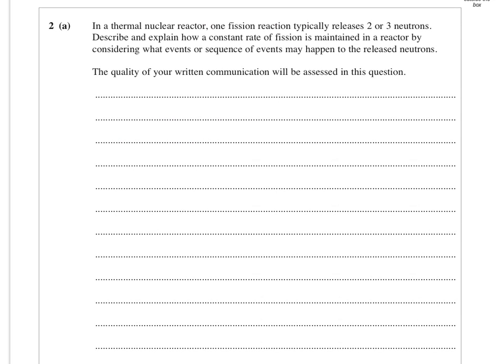Alright, in a thermal nuclear reactor, a fission reaction typically releases 2 or 3 neutrons. Describe and explain how a constant rate of fission is maintained in a reactor by considering what events or sequence of events may happen to the released neutrons. So the key thing is the different possible things that happen. So the first thing that happens is the neutron, or the neutrons, will collide with a moderator, because that's what the moderator is there for, to be collided with. Moderator, for example, water.